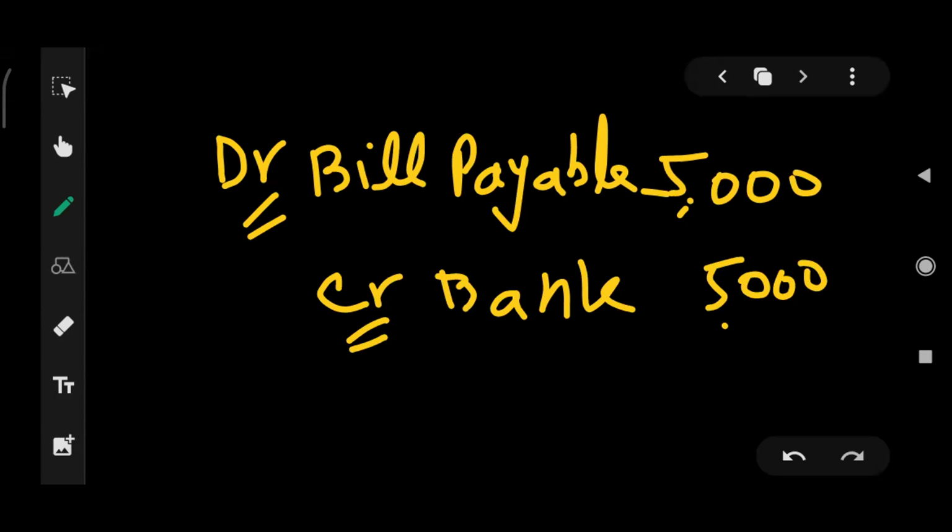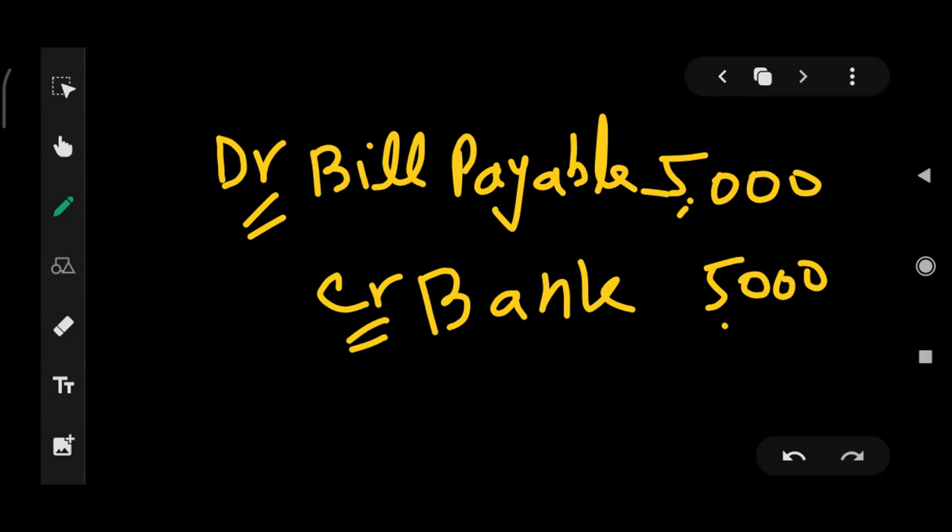So as in this transaction, an asset is decreased. The name of the asset is bank. So I will record bank credit because it is an asset which is decreased. I will record credit bank 5,000, and my liability is also decreased because I have paid the bill of 5,000. So let's post this transaction.